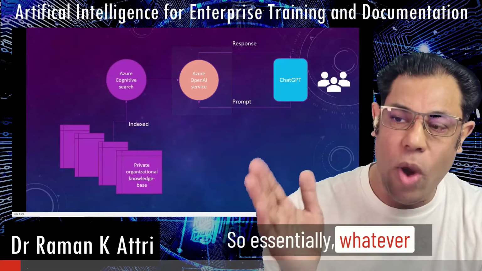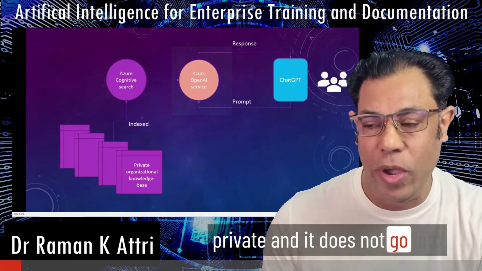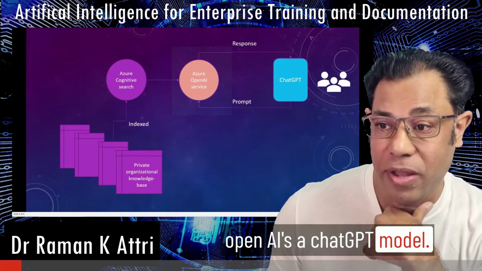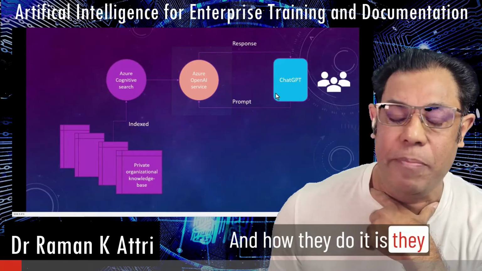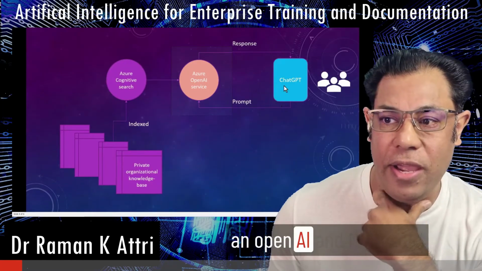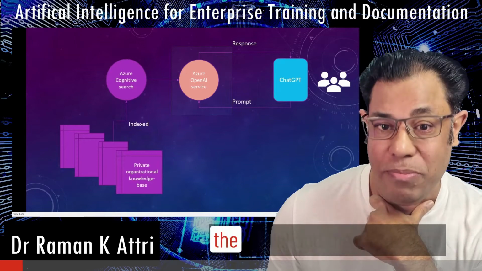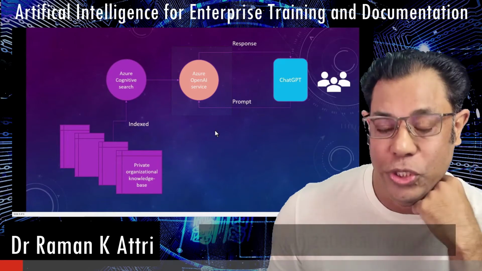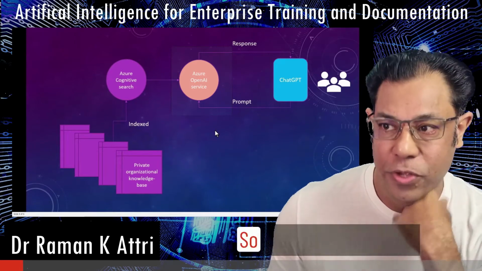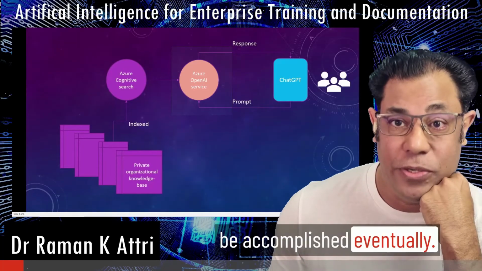So essentially, whatever is on the left-hand side stays private and it does not go into OpenAI's ChatGPT model. How they do it is they basically apply for an API between OpenAI and Microsoft, and that API allows them to use the model for organizational purposes. So that's the high-level architecture of how it is going to be accomplished eventually.